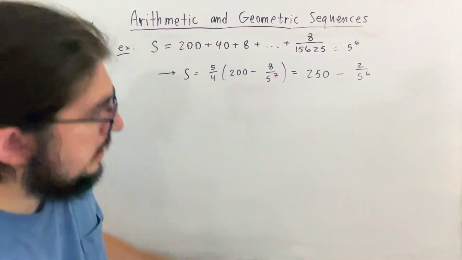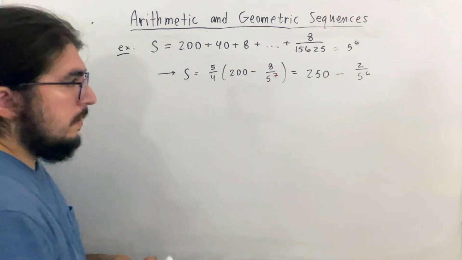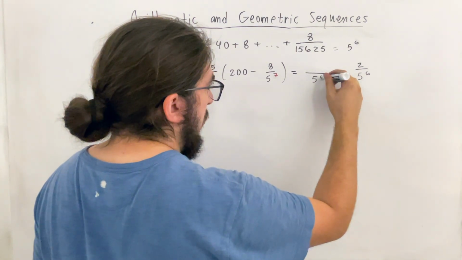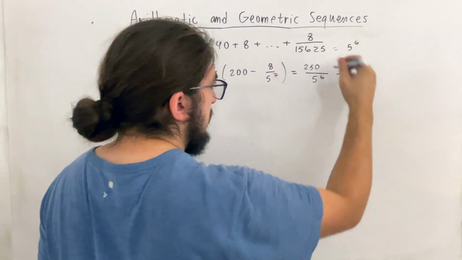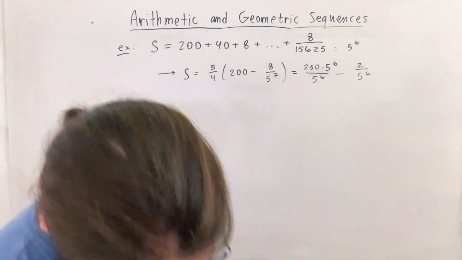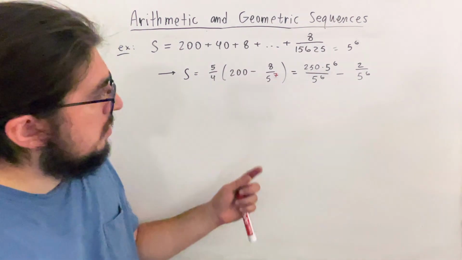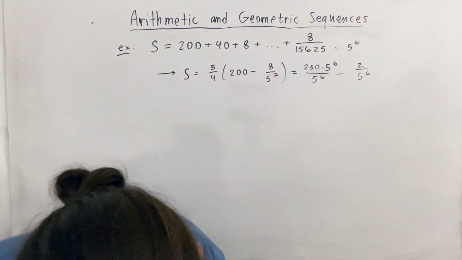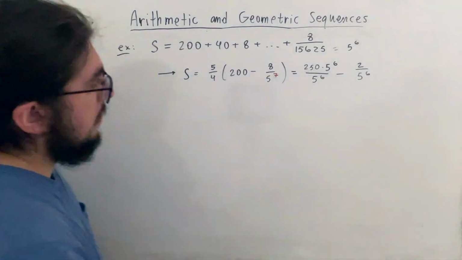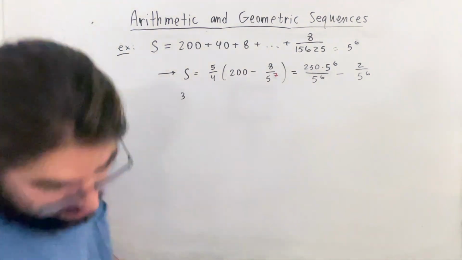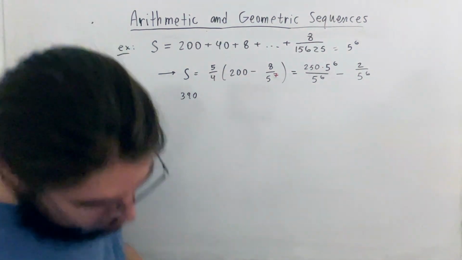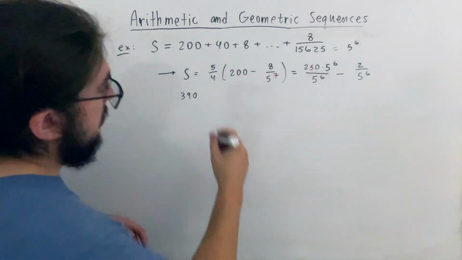So I'm going to notice this is itself over 1. So what I'm going to do is write this as a fraction over 5 to the 6th by multiplying that numerator 250 by 5 to the 6th. Now 5 to the 6th again is 15,625. So multiplying that by 250, we get 3906250. Let me see if I can write that out. 3906250. Perfect.